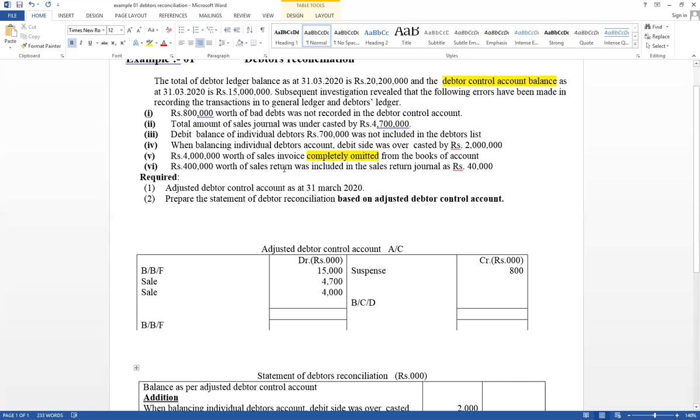Rupees 400,000 worth of sales return. The sales return was included in the sales return journal as 40,000. The sales return journal is a prime entry book, and it recorded an incorrect value. Therefore, if an incorrect value is recorded in the journal, it affects both the adjusted control account as well as the statement of reconciliation. Think about it: sales return should be credited in the debtors control account. But it has recorded only 40, therefore the balance part, 360, should be credited again as a sales return.